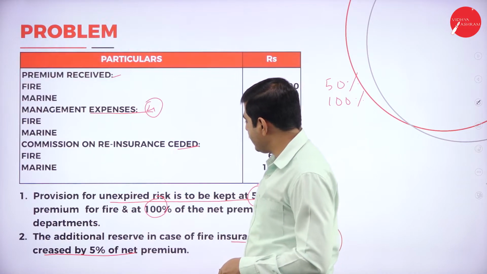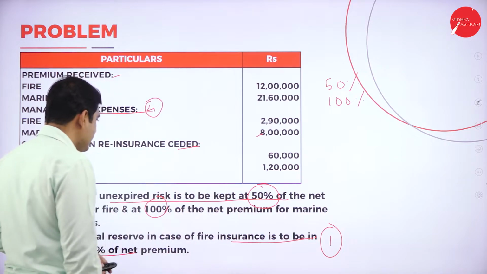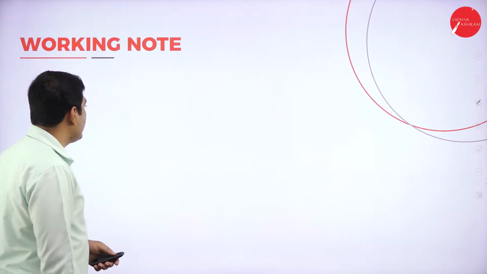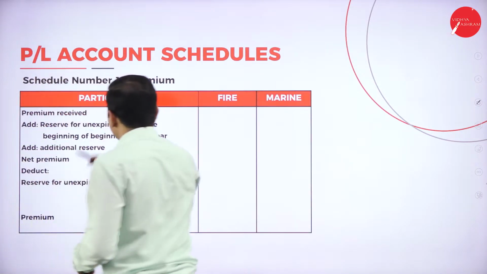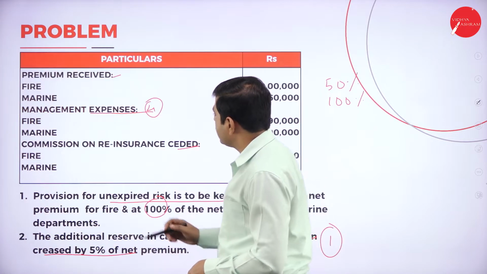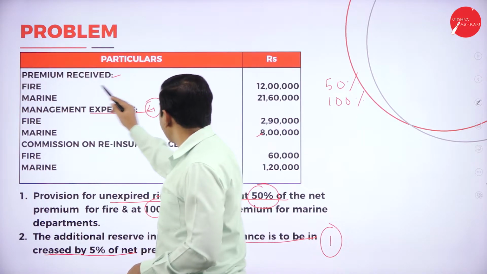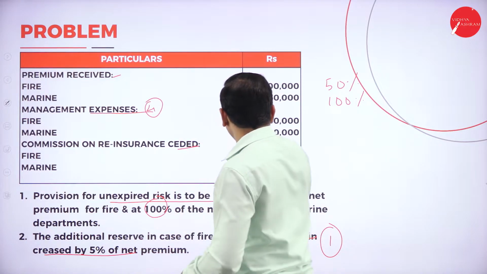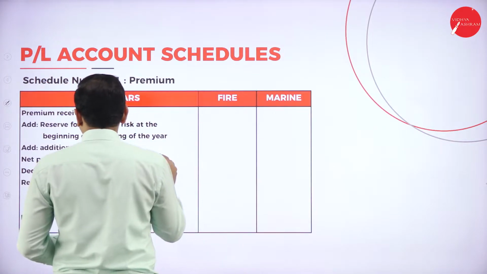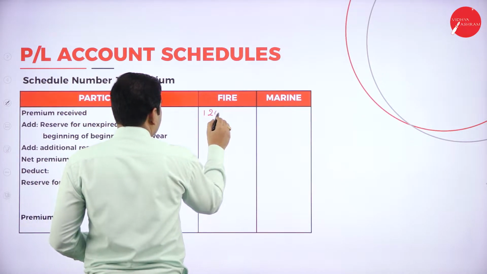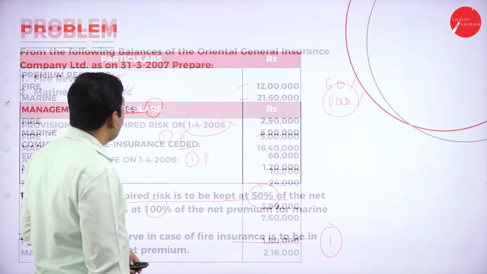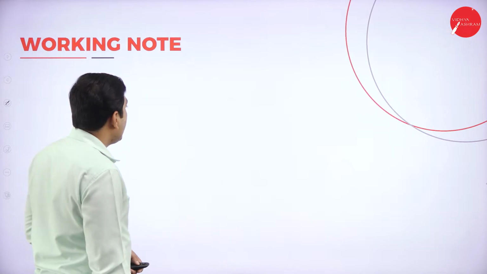So let's see the adjustment. This one, we have already calculated the total premium. Later we will calculate this one. Next one, additional reserve, also we can calculate it. Now first one, premium received. What is the premium received here? For fire it is 12 lakh. For marine it is 21 lakh 60,000.